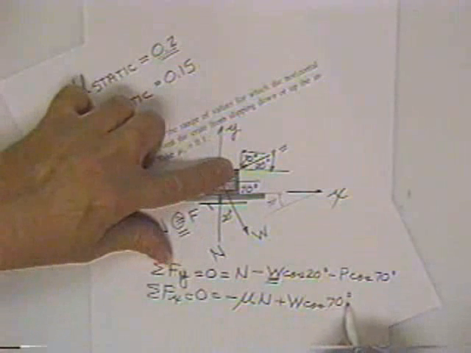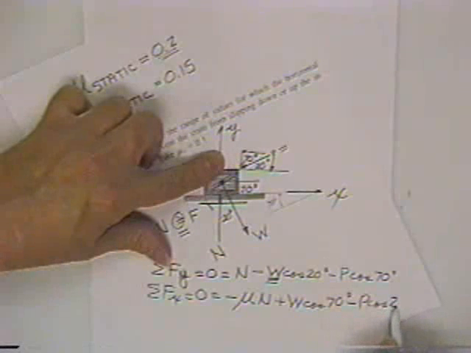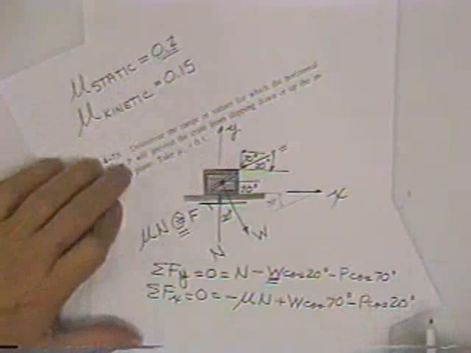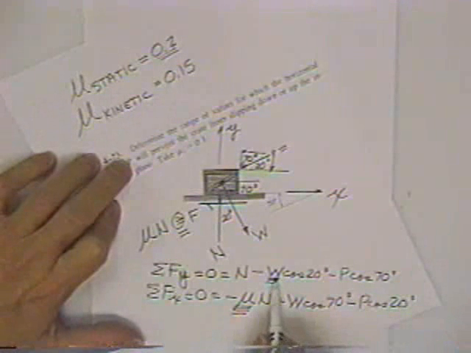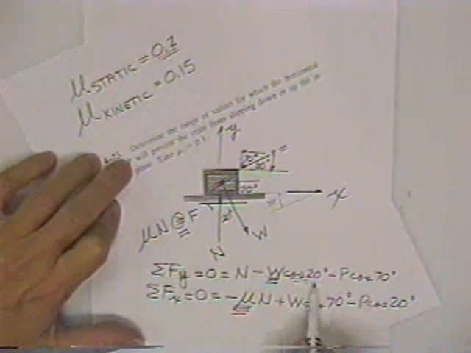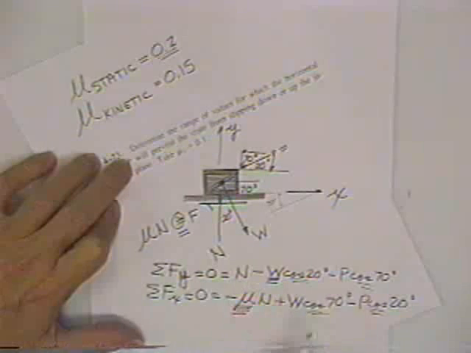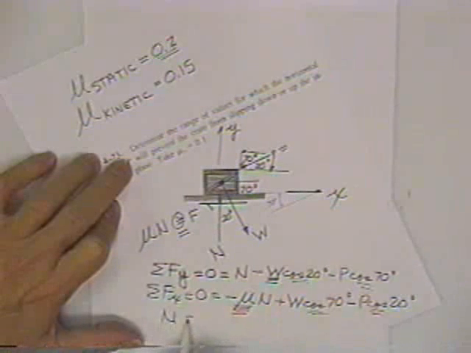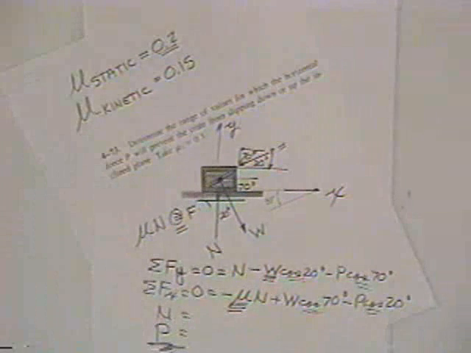The P force now acts, minus P times the cosine of 20 degrees. I know the coefficient of friction, I know the weight, I know all these cosines of angles, and I have two equations and two unknowns. I can solve for both of them. I can solve for the normal force is equal to something, and I can solve for the P force is equal to something, and this is of course the one I'm looking for.